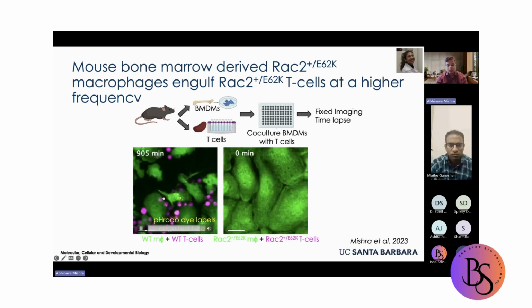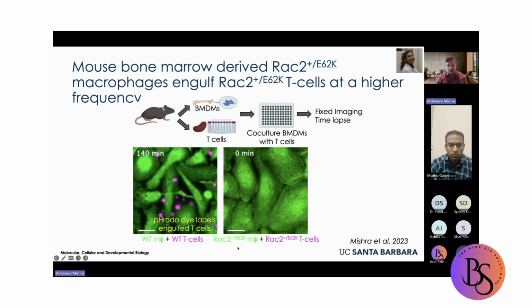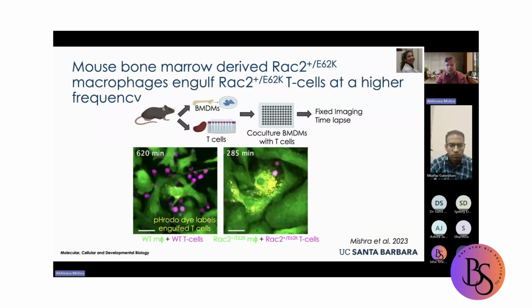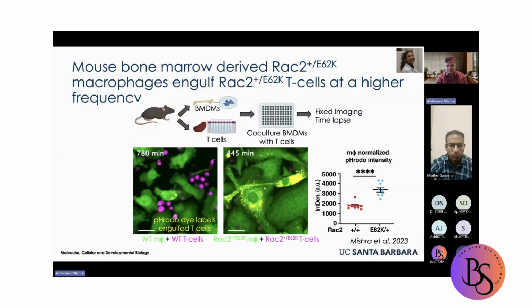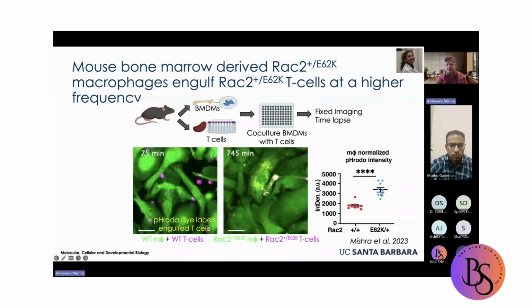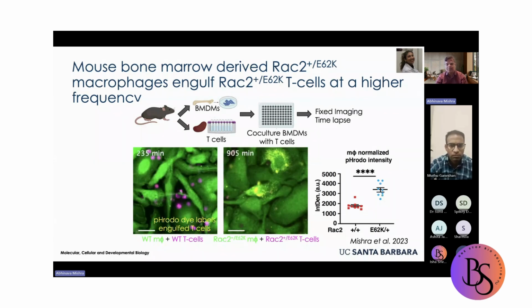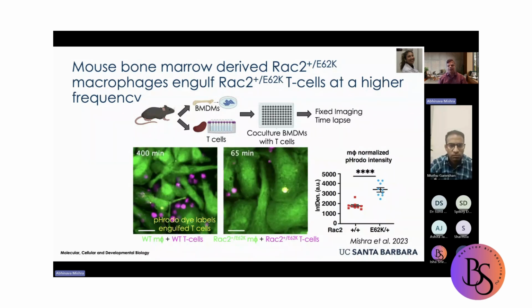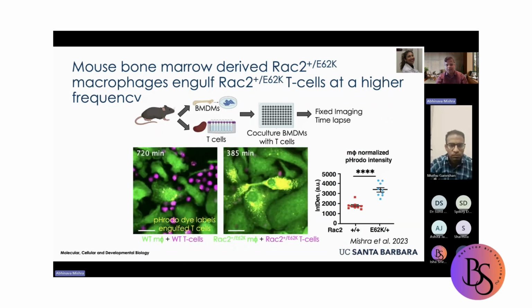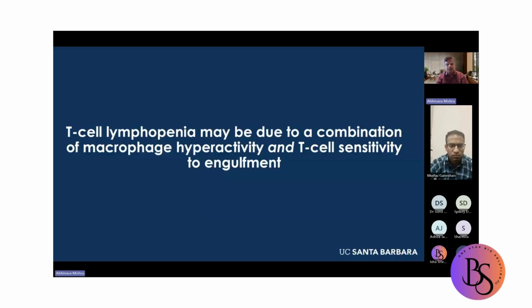But when we co-culture these RAC2 E62K macrophages with the RAC2 E62K T cells, now what we see is much more yellow signal within these macrophages, which is also quantified here, suggesting that these macrophages are actually hyperactive and they are eating their own T cells alive. And that is probably a likely cause of why we are seeing a T cell loss or T cell lymphopenia in those patients. So we concluded that the T cell lymphopenia may be due to a combination of macrophage hyperactivity.